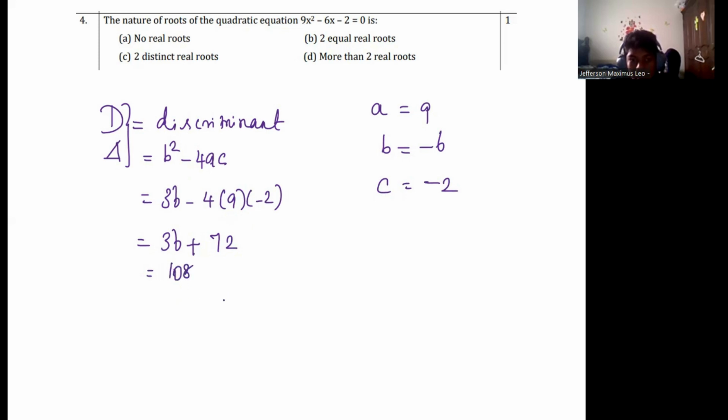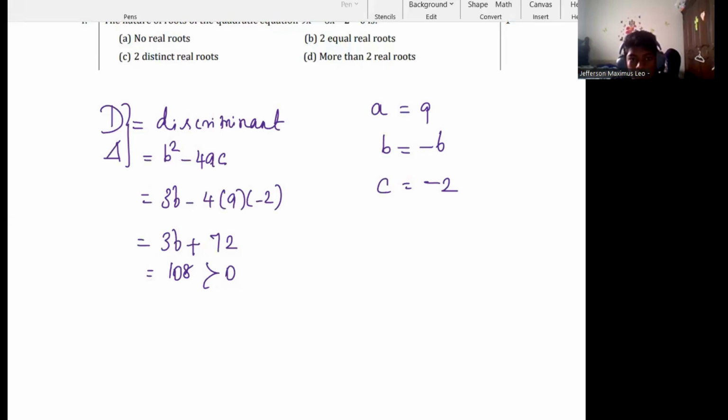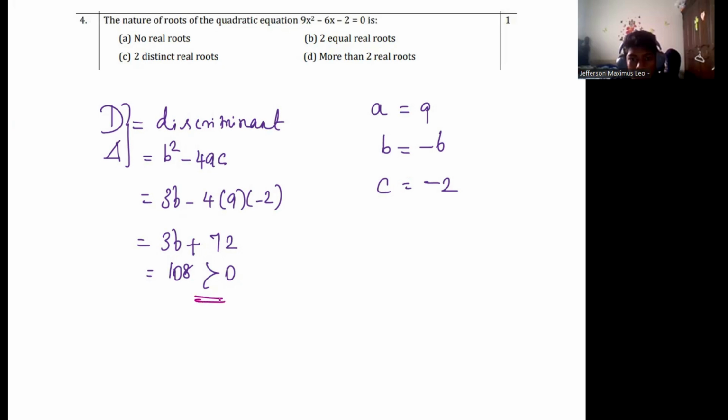Is it correct or not? 108. This is greater than 0, you know? So, what is the nature? Ma'am, more than 2 real roots. More than 2 is exactly wrong. Please look at the equation. The equation has degree 2, you know? How many roots are possible? Ma'am, 2 only.